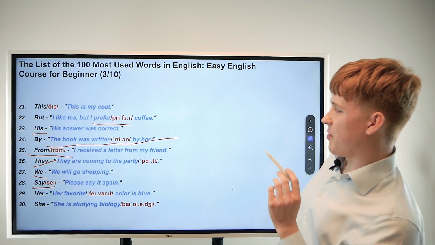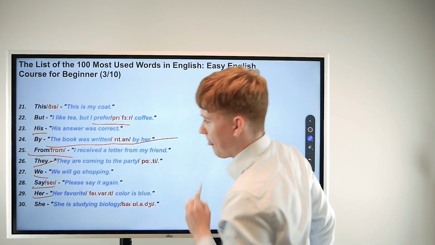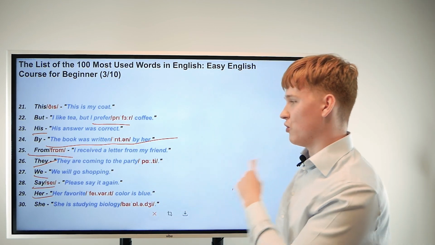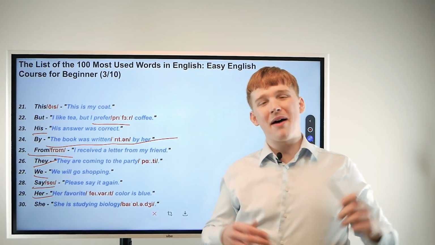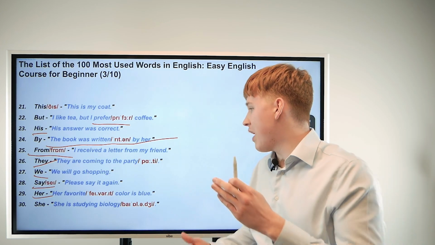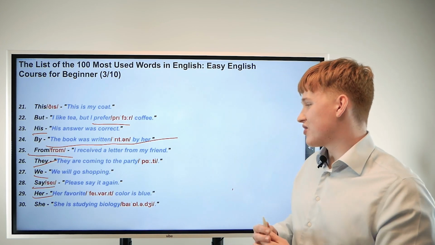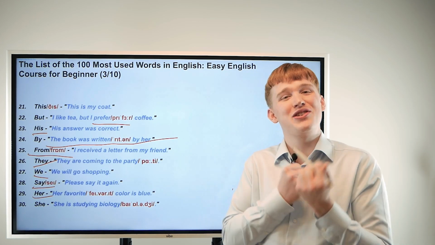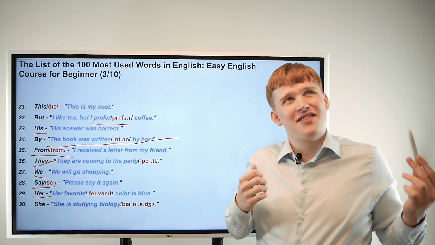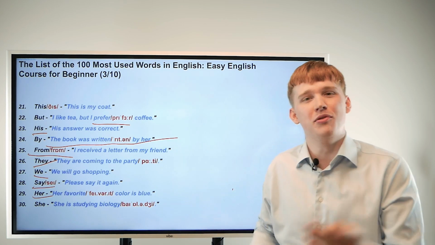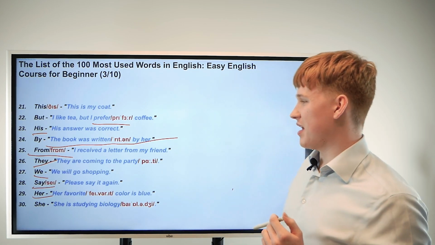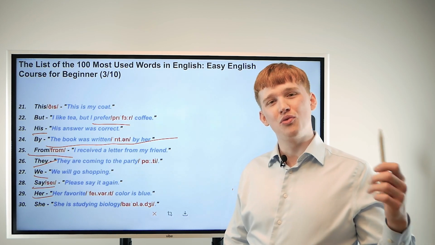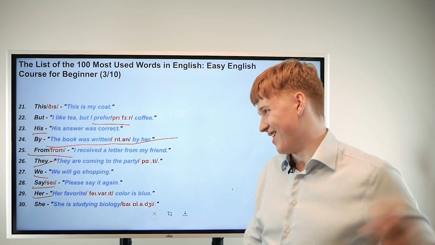Okay, so next up we have her. So her favorite color is blue. So we want to talk about a female who has a favorite color. So, and her favorite color is blue. So it's something that she has. She has the favorite color of blue. And you want to remember that. So if you're talking about someone who is a female, you want to talk about her as her.